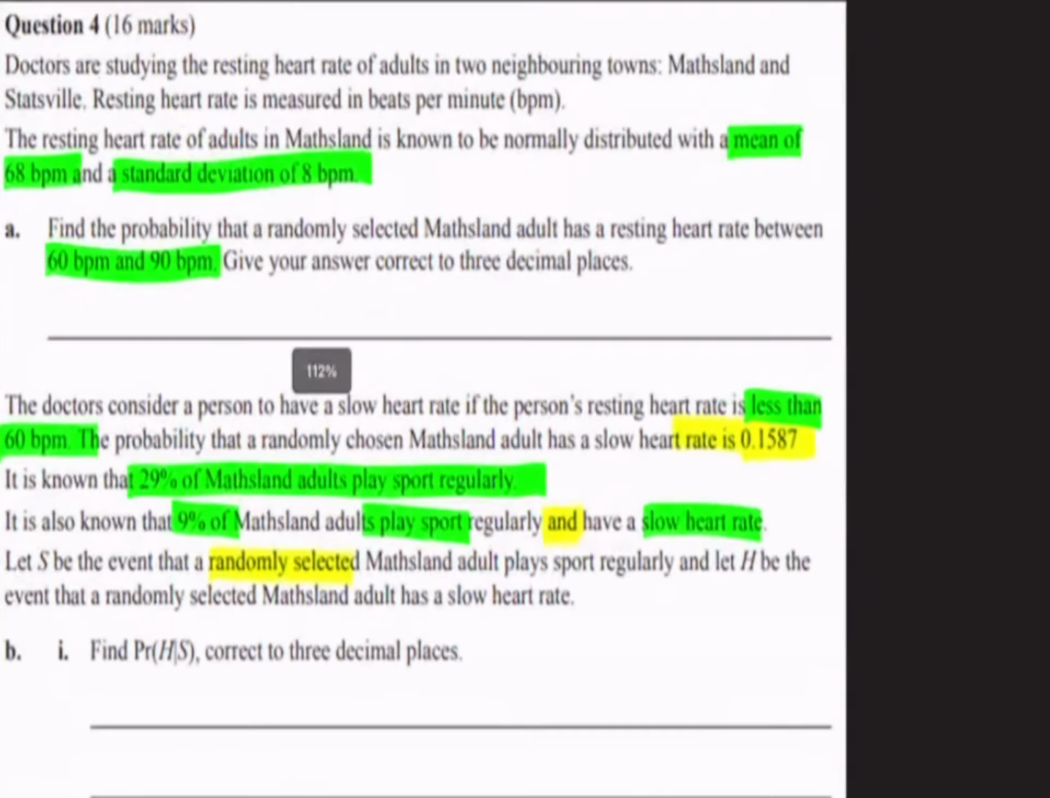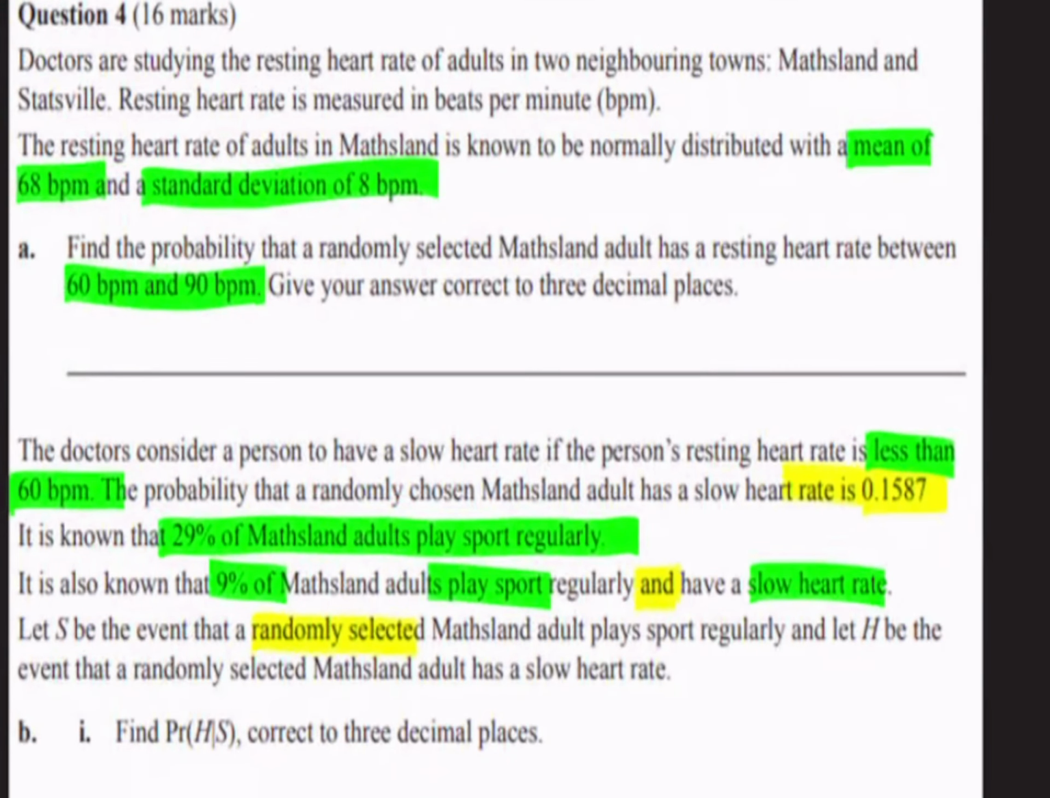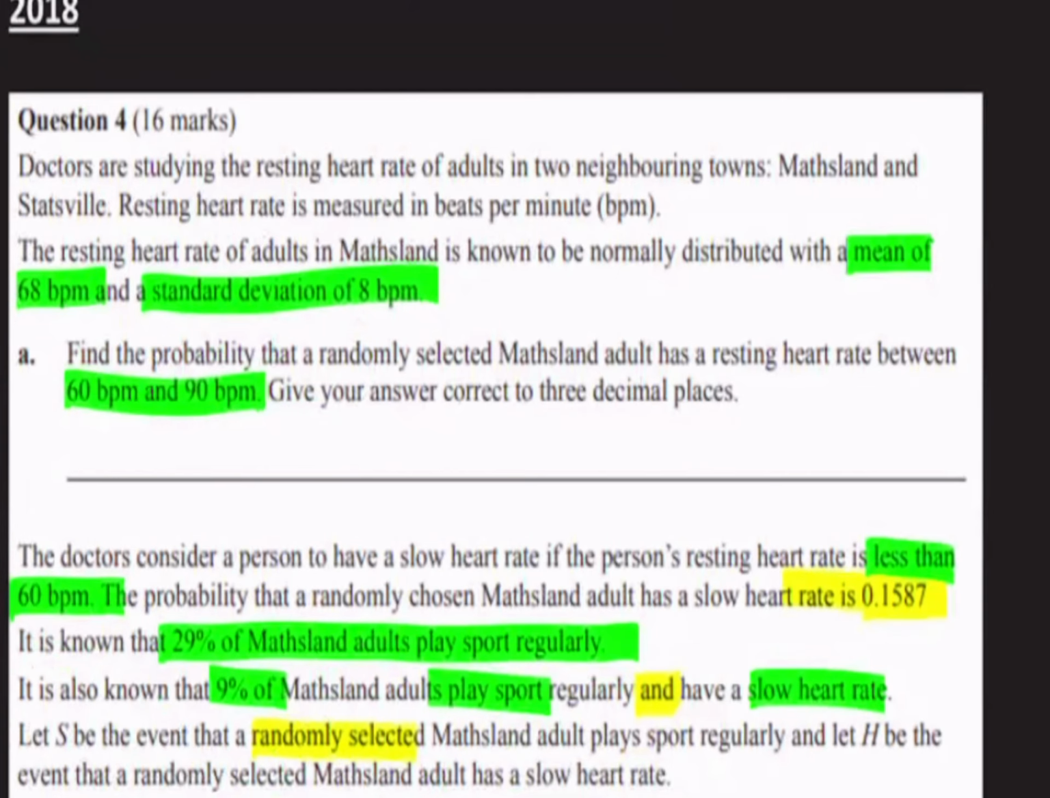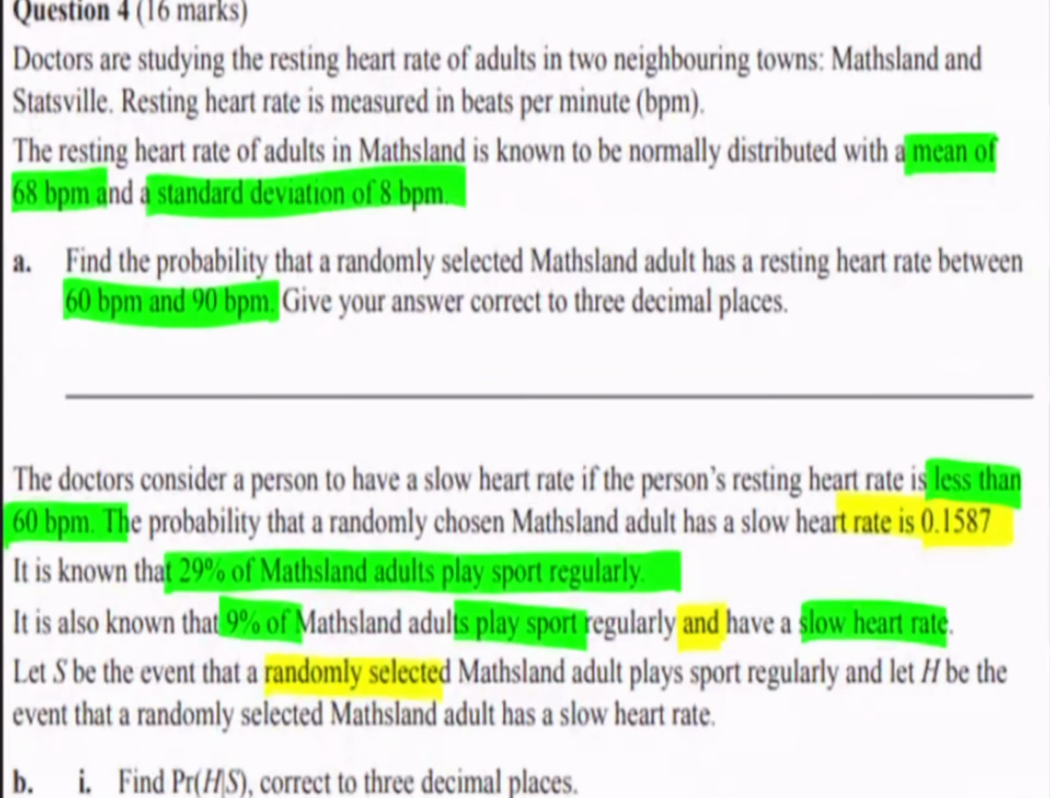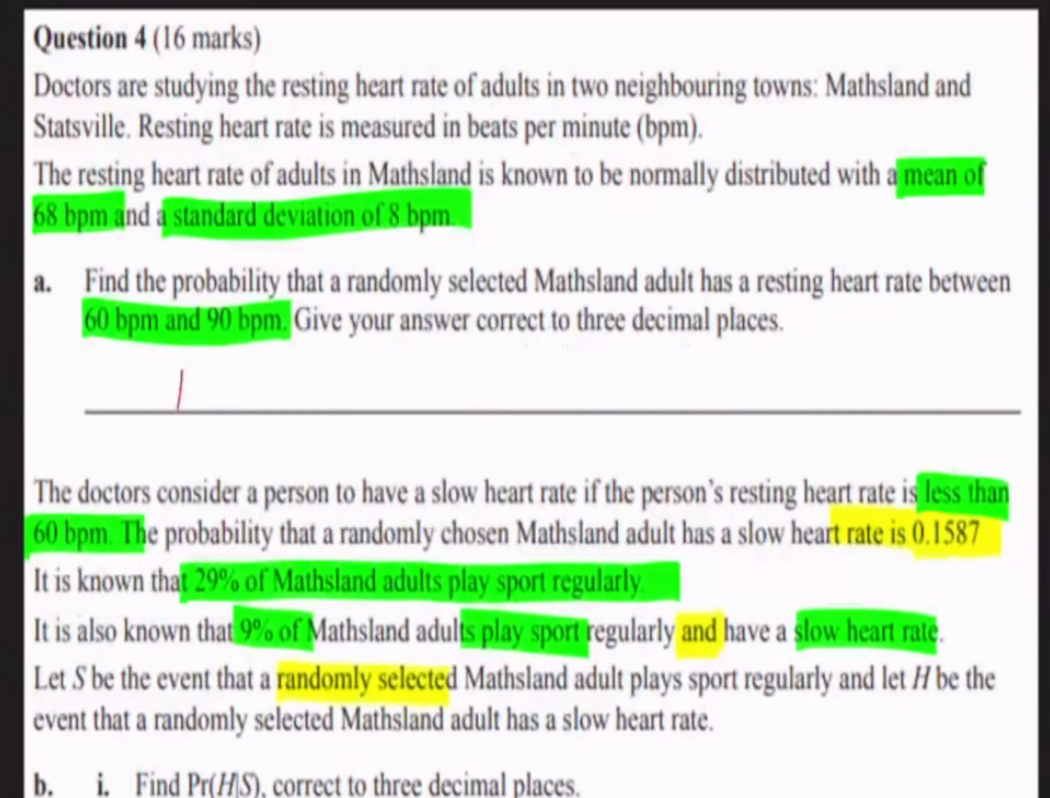So, 2018 question. Doctors are studying resting heart rate of adults in Matsland. There was actually, I don't remember which NHT paper it was, but I'm pretty sure it was exactly the same as this question. So just something to note. Find the probability that a heart rate is between 60 and 90. I'll let X be the heart rate. So between 60 and 90, using normal distribution on your CAS, you get 0.838.